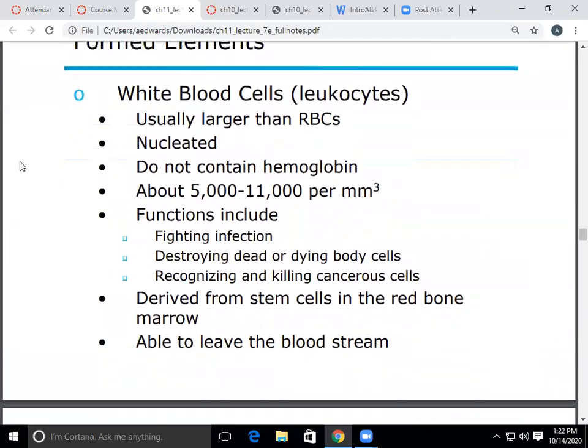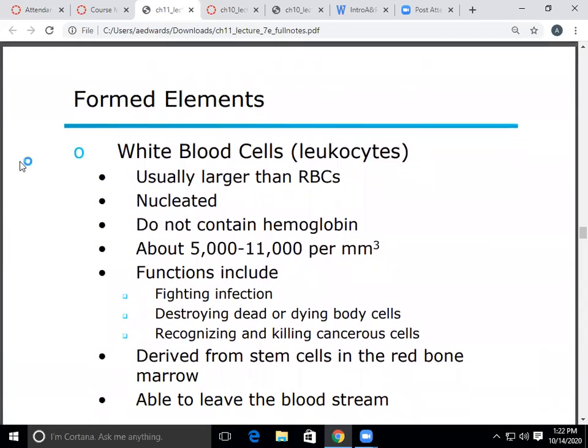All right, so we've talked a lot about red blood cells. Let's take a break and talk to your partner, share what you learned about red blood cells. You can do this at home as well.